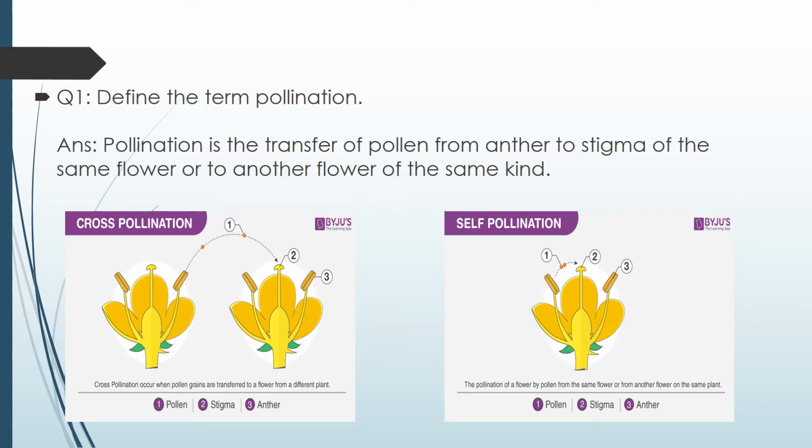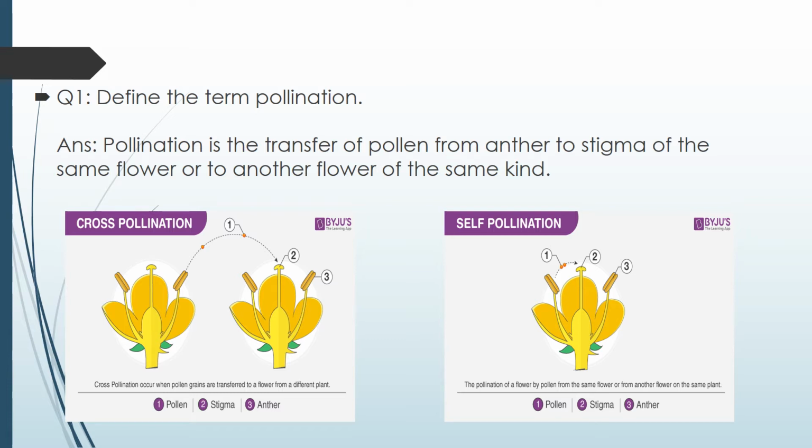Question number 1. Define the term pollination. Pollination is the transfer of pollen from anther to stigma of the same flower or to another flower of the same kind. First of all, let me remind you that you have to write date and classwork, and in topic you will write question and answers. I hope that you have drawn the title page of the chapter as well. If not, then first complete the title page and then start doing the question answers. You will write the question with the black pen and answers with the blue pen.